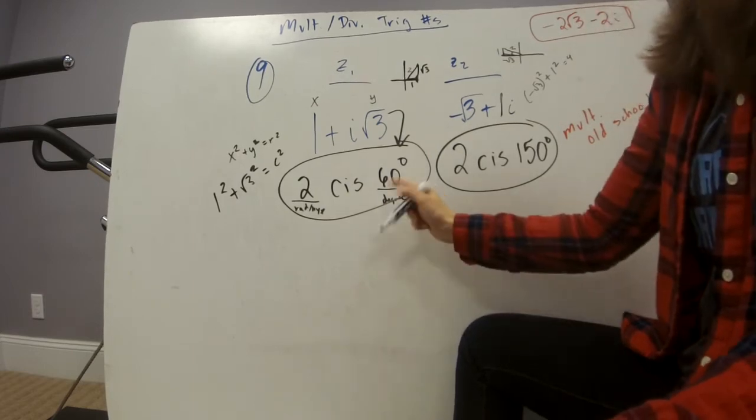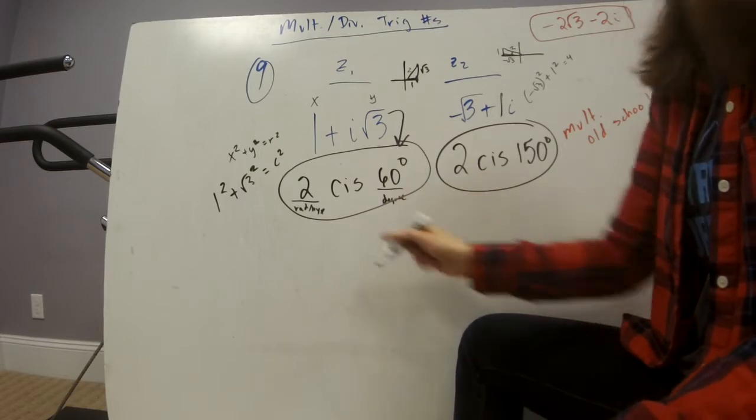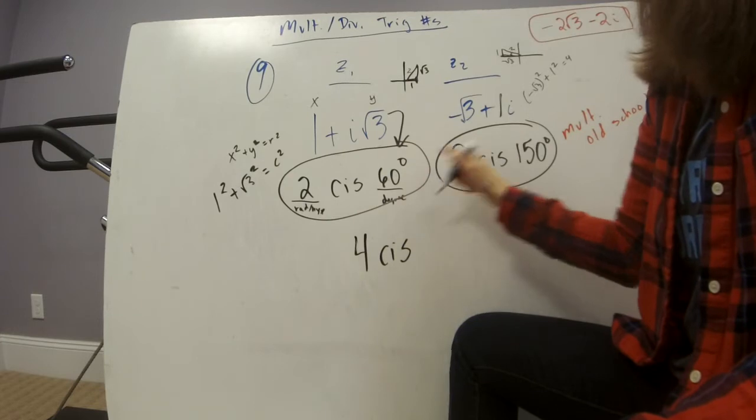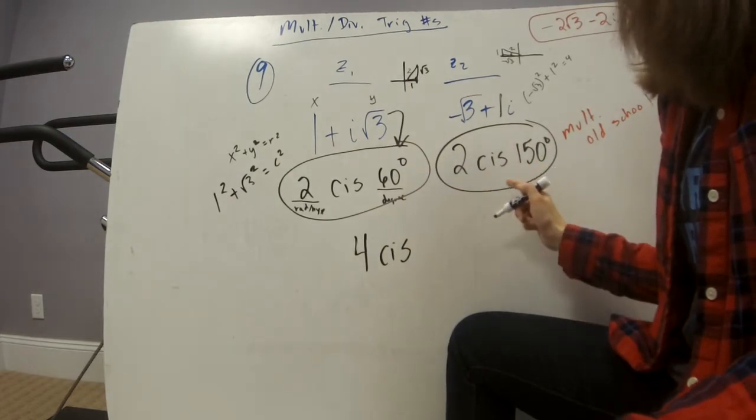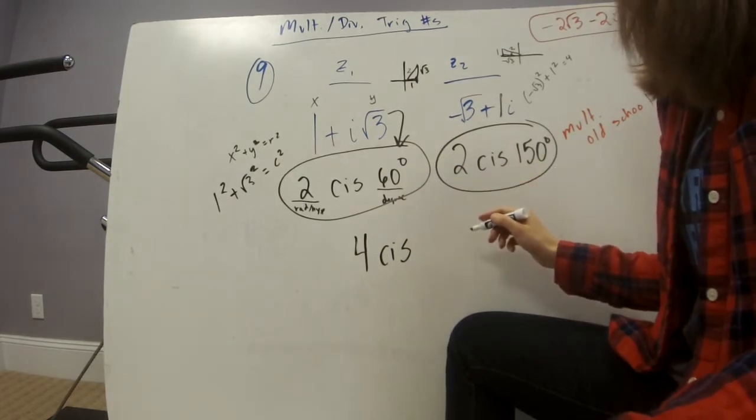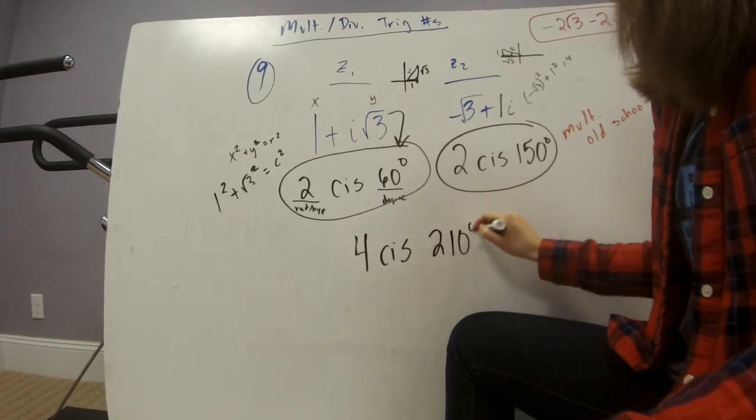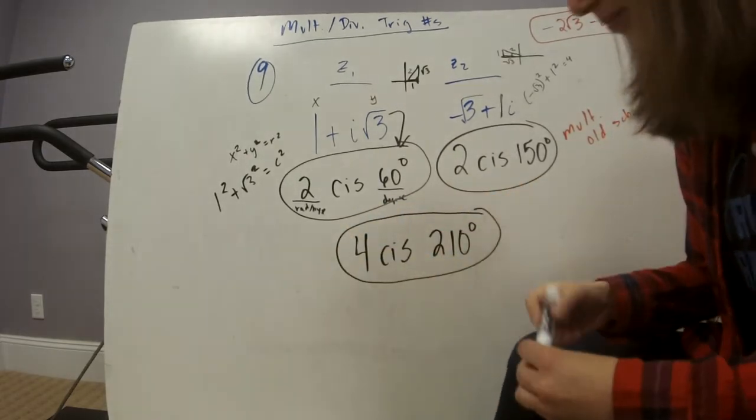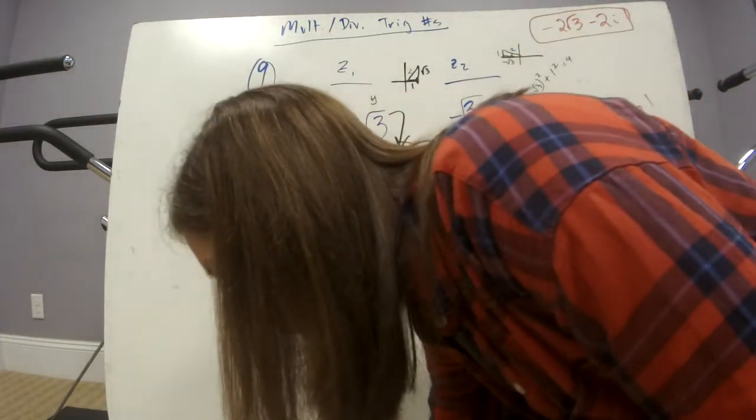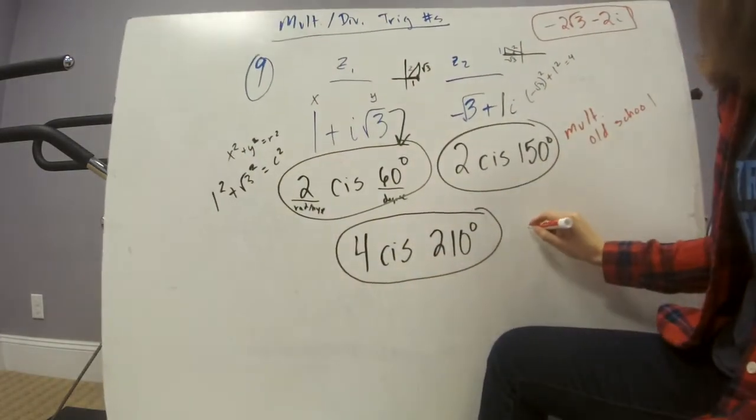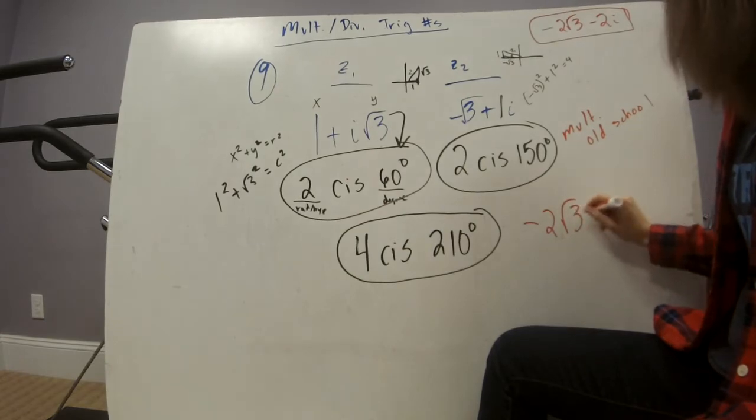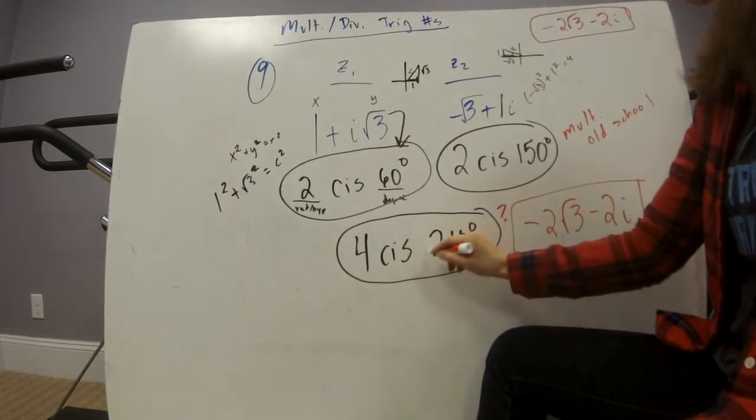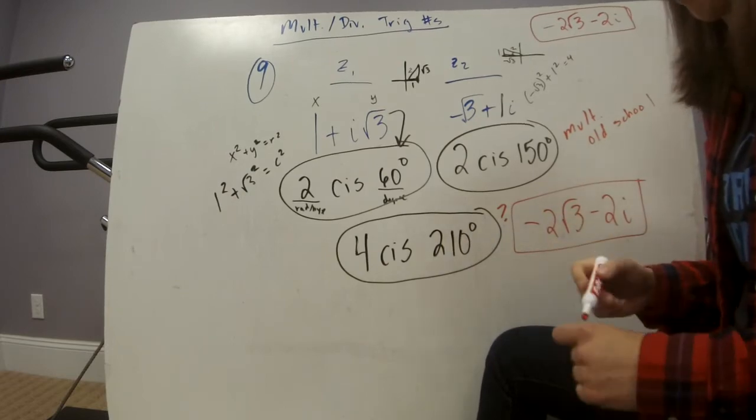So now, if I go ahead and multiply these the way that I just showed you, you just take 2 times 2, which is 4. And you just do 60 plus 150, which is what, 210? Yeah. Now the question is, is this the same thing as the answer we already got, the negative 2 root 3 minus 2i? That's the question. They wanted you to convert this into this form, right?